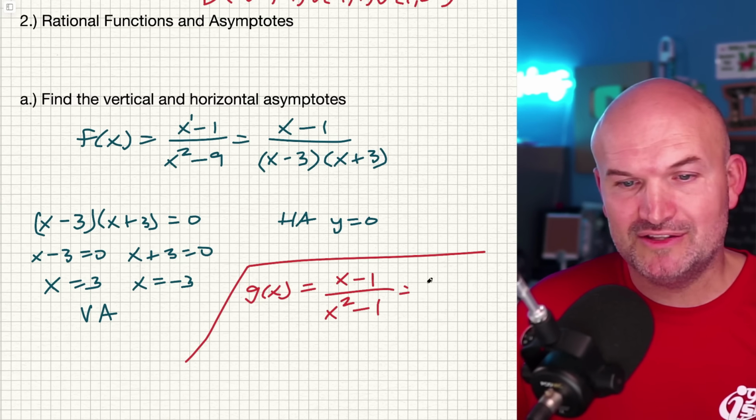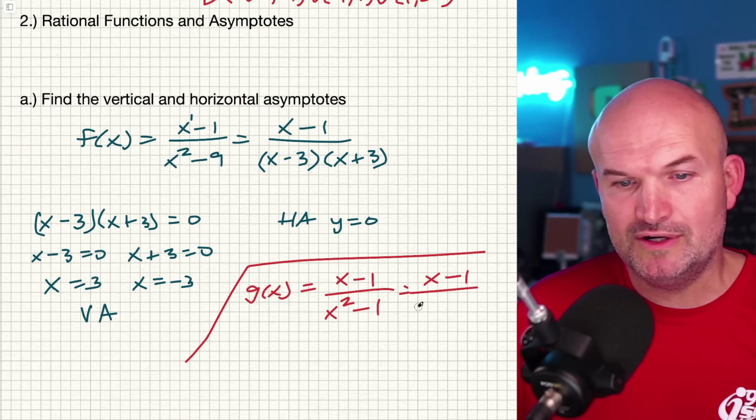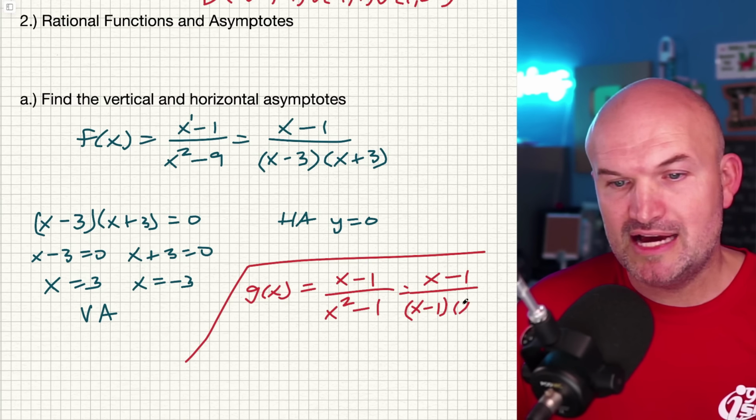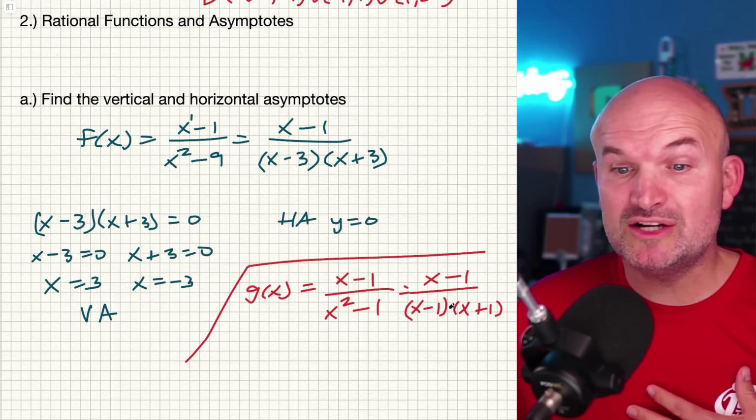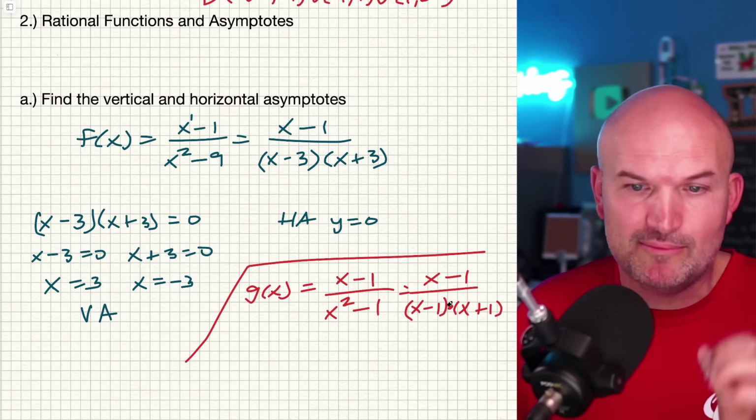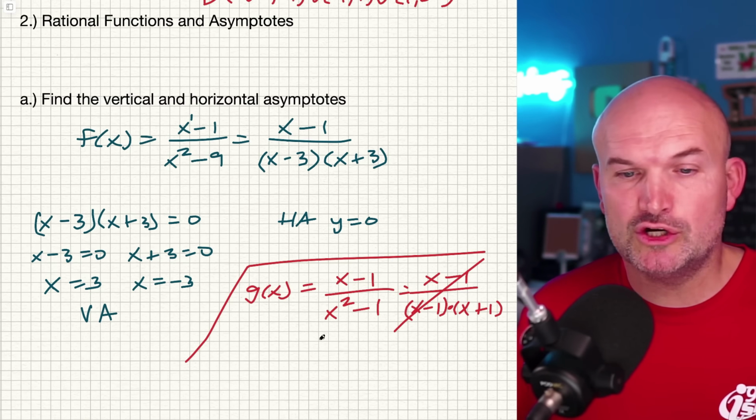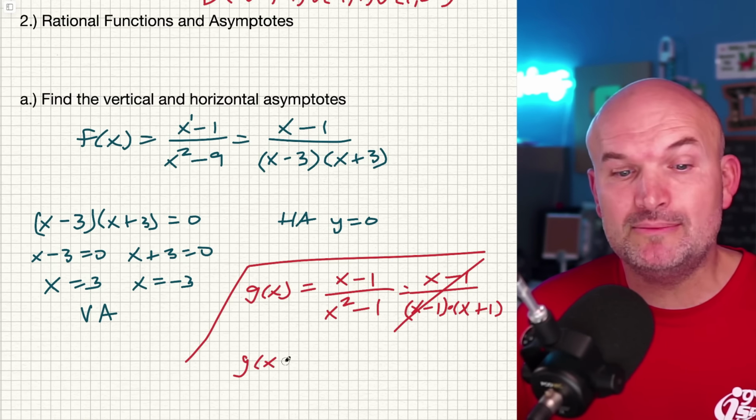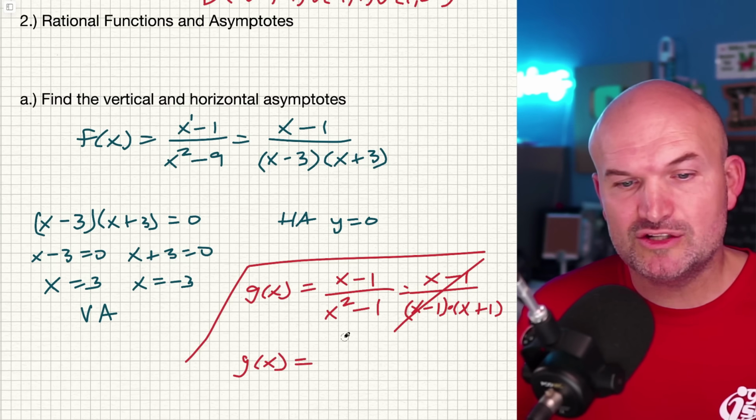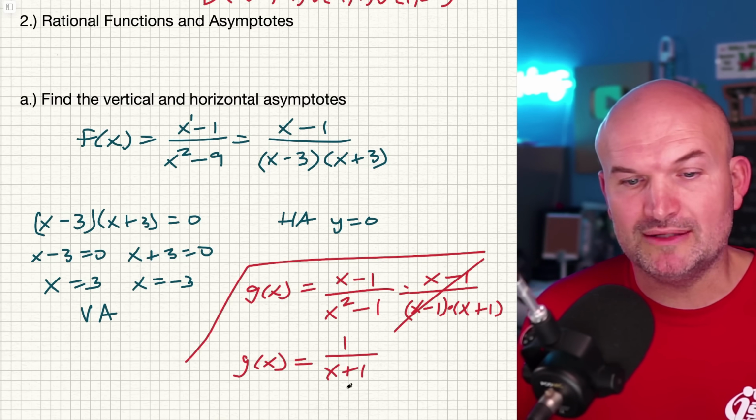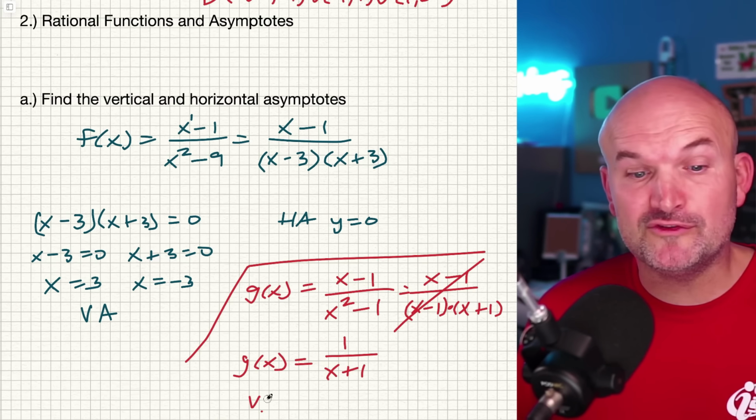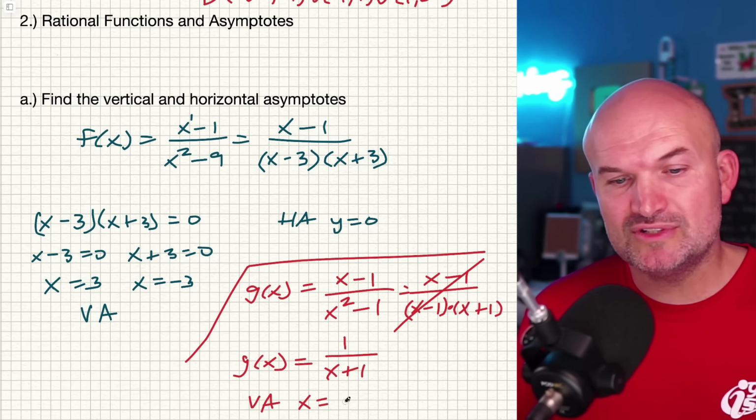And so when I go ahead and factor this, I get x minus 1 all over x minus 1 times x plus 1. Okay, so what I want you to see is since these are separated by multiplication, those expressions are going to divide out. So my simplified version of my g of x is going to be 1 over x plus 1. So therefore, I have a vertical asymptote at x equals negative 1.